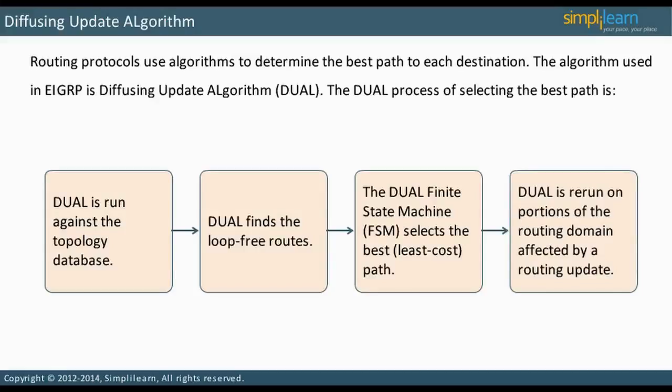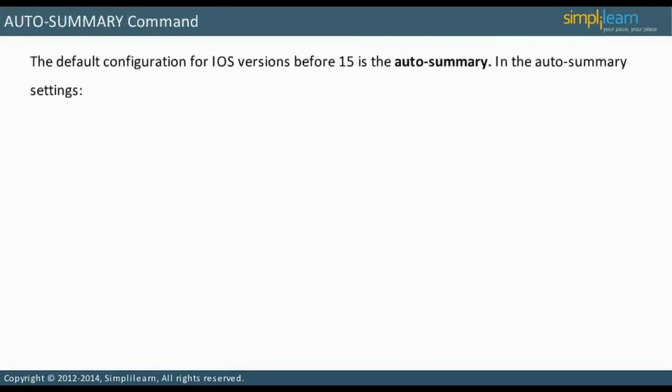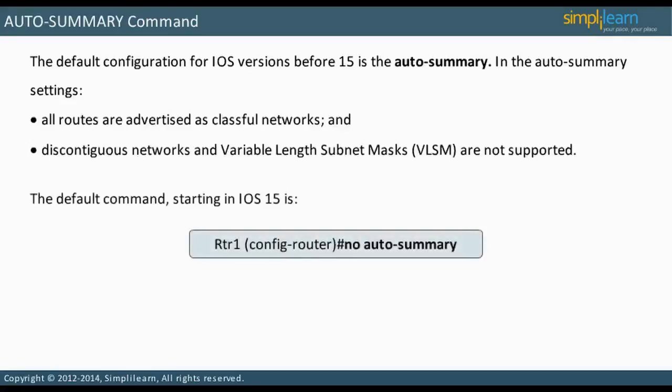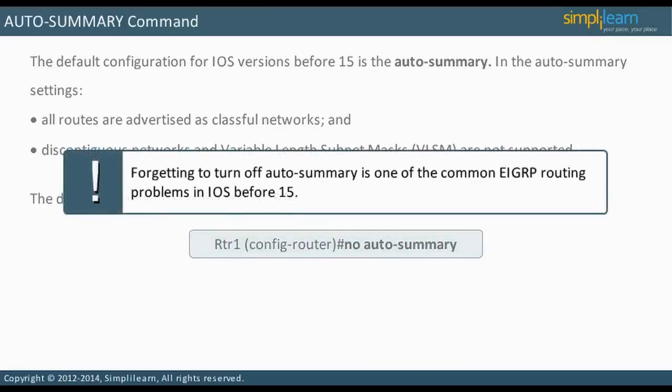Let us look at other router mode commands. The Auto Summary setting is the default configuration for all iOS versions before 15. This means all routes are advertised as classful networks. Discontiguous networks and variable length subnet masks, VLSM, are not supported with this setting. Most often, as seen on the slide, no auto summary is configured. In fact, it is the default starting in iOS 15. For iOSs before this, forgetting to turn off auto summary is one of the common EIGRP routing problems.